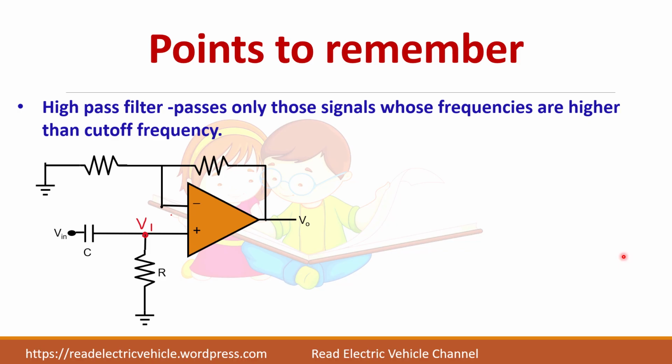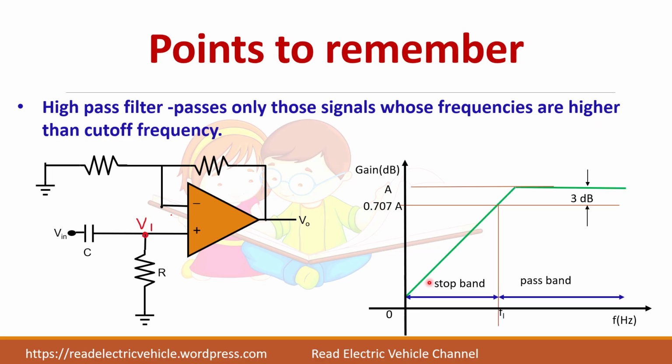So let us recall what we have seen. A high pass filter passes only those signals whose frequencies are higher than the cutoff frequency. And this is the characteristic of the high pass filter. So initially it will block the low frequency components. After the cutoff frequency, it will pass the high frequency components.